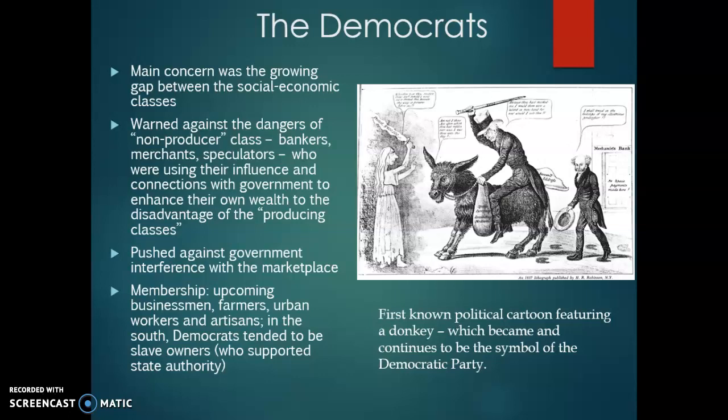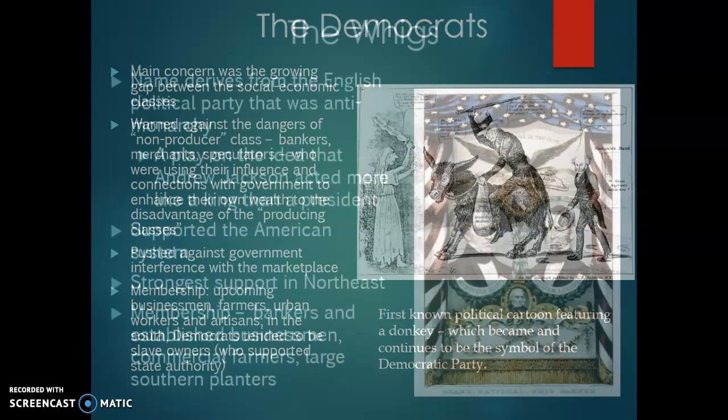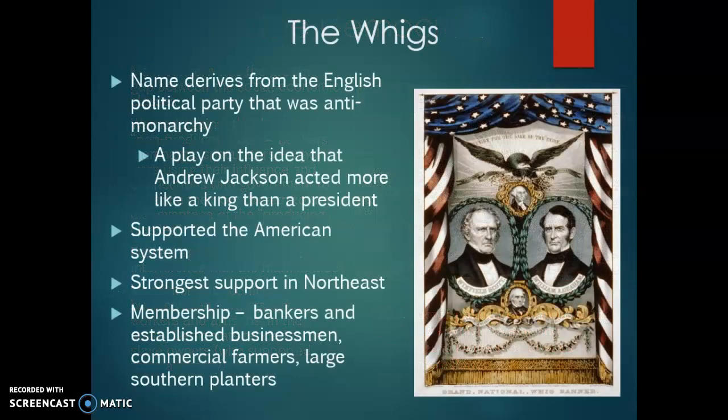And this also shows where the symbol came from for them. The Whigs, this is again from the English political party that was anti-monarchy, at least the name. And why do they do that? Again, because this is the concept that this is King Andrew, right? That Andrew Jackson was acting like a king. They supported the American system, government intervention, funding roads and really building up the economy.